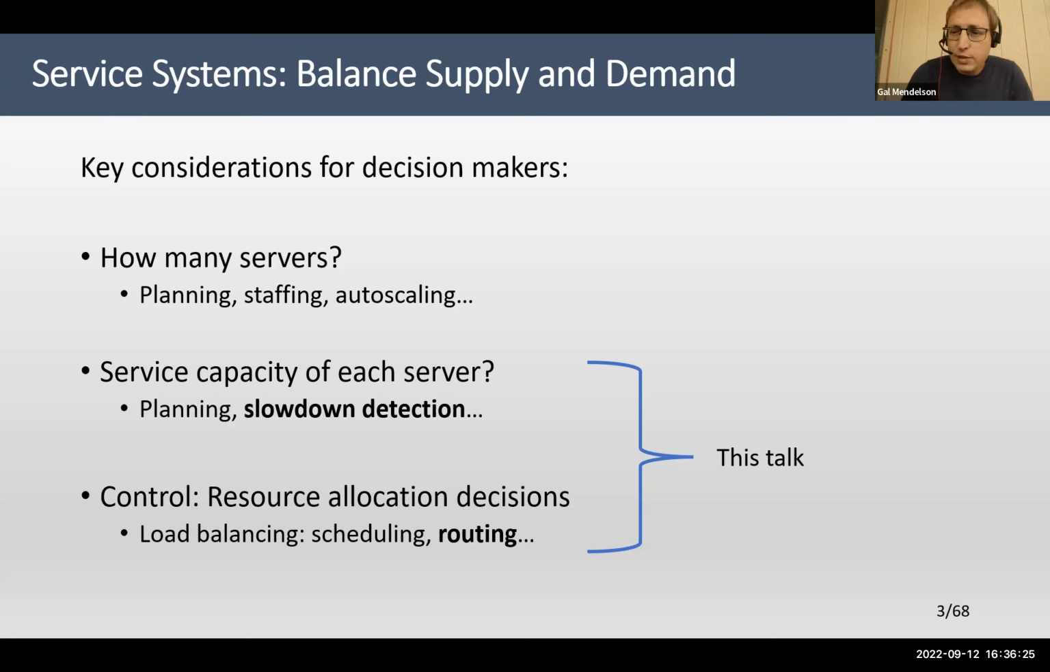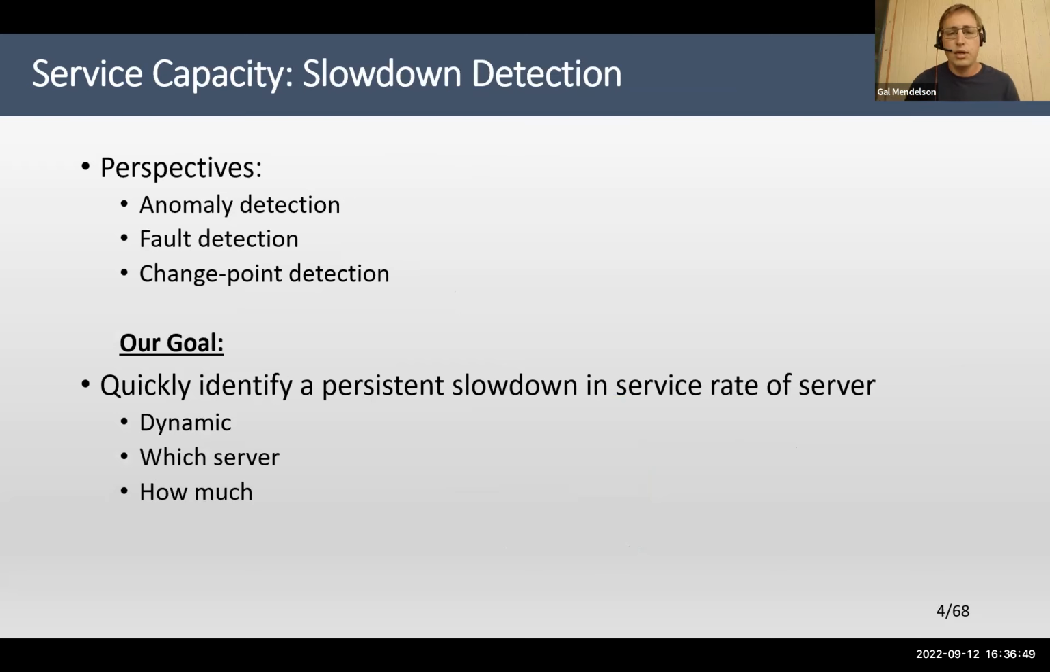And the third aspect decision makers have to take into account is control, resource allocation decisions. In our context, it will be load balancing decisions. Jobs come, who's going to serve them? In this case, it will be routing. So this talk is about the interplay between control and service slowdown detection. There are a few perspectives on which this type of problem has been looked at in the past.